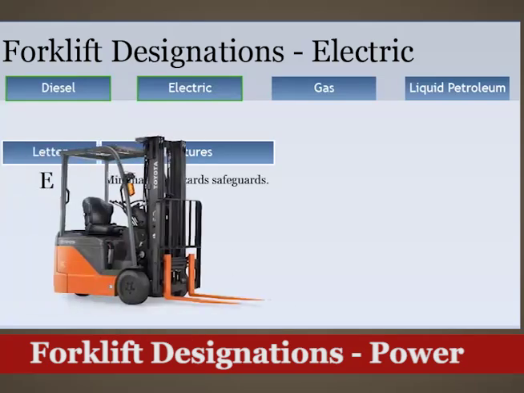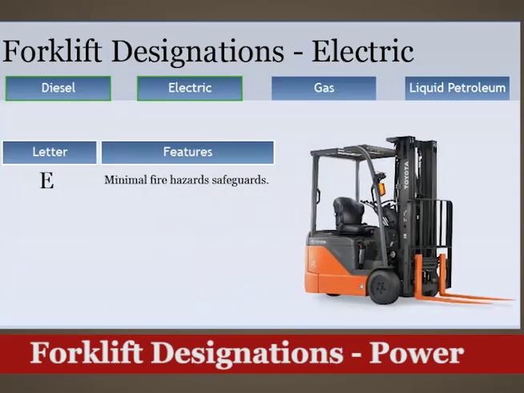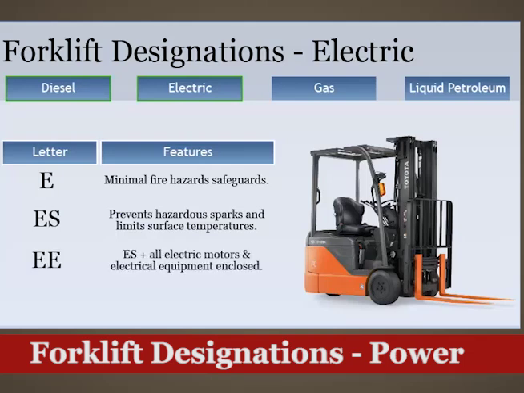E-type electric forklifts have minimal fire hazard safeguards. ES-type forklifts prevent hazardous sparks and limit surface temperatures. EE-type forklifts have all electric motor and electrical equipment enclosed. EX types are designed for atmospheres with flammable vapors or dusts.